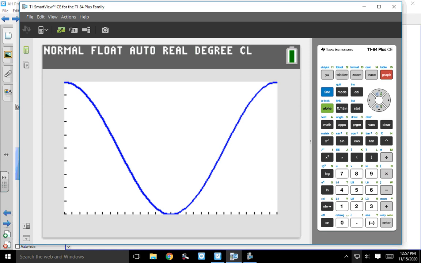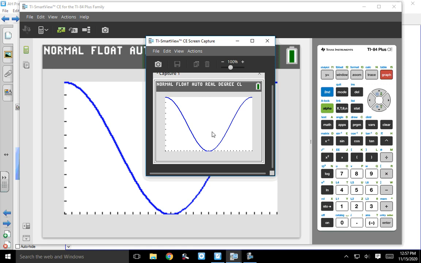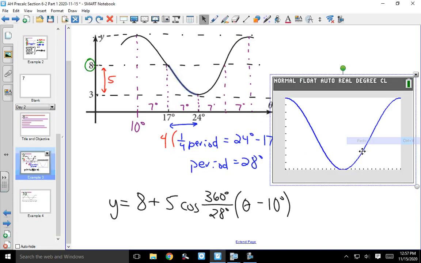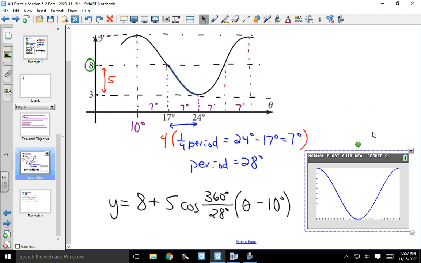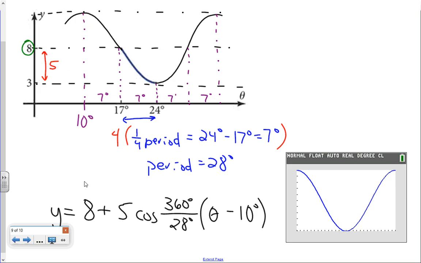I wouldn't say that this is necessarily the best sketch of it, but I at least know that this equation is in fact fitting the description they've given me. In fact, if you wanted to narrow it down to just the quarter cycle that they gave you and only look in that window, that would be even more precise, so you know you're getting exactly what they gave you in the problem. Let me grab a picture of that. So that looks pretty good there. All right, that's what they wanted us to do for example number 3.